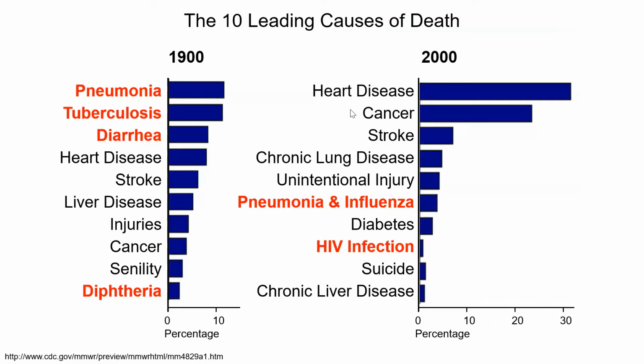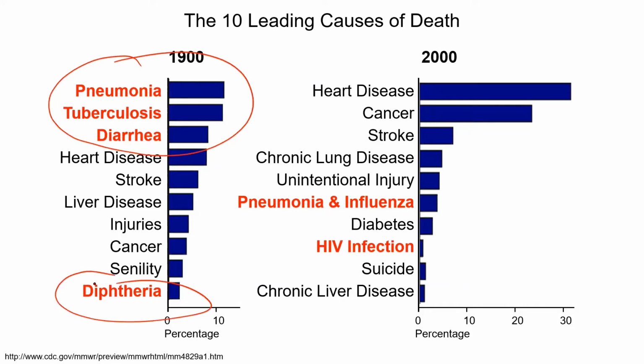Another little graph I found online, and you can see how much things have changed in 100 years, right? 10 leading causes of death. Obviously, this is for Americans, but Canadians are probably relatively similar, or it could be worldwide, I'm not sure. But you can see 1900, right? Top 3 causes of death are pneumonia, tuberculosis, diarrhea. Diphtheria is in the top 10 as well. Year 2000, you can see, pneumonia is still there. It's dropped relatively significantly, and diphtheria is gone, tuberculosis is gone.